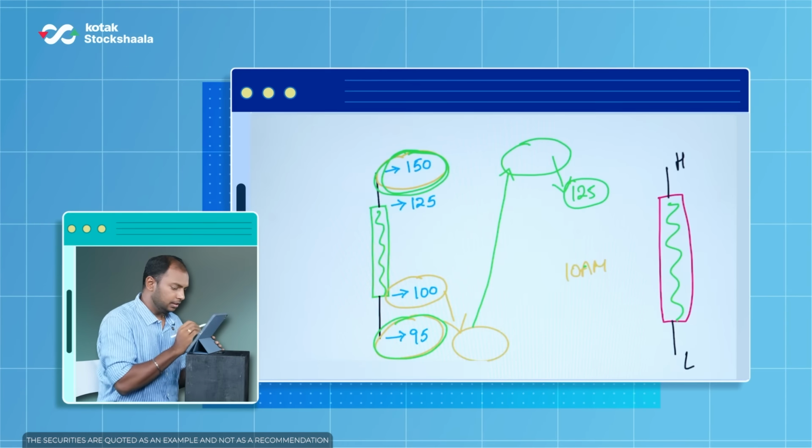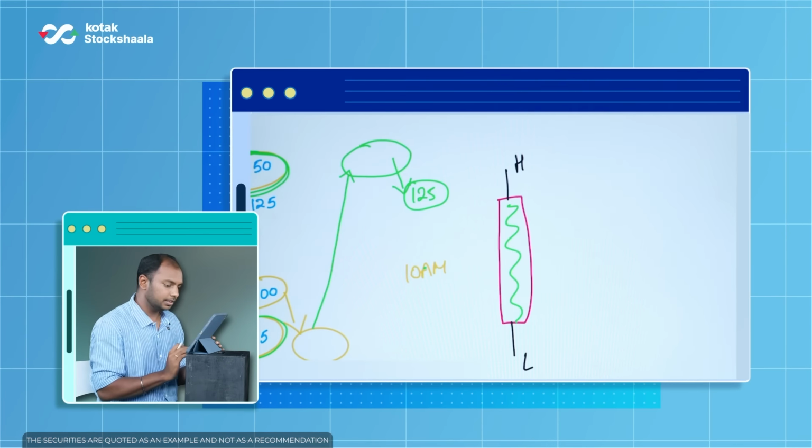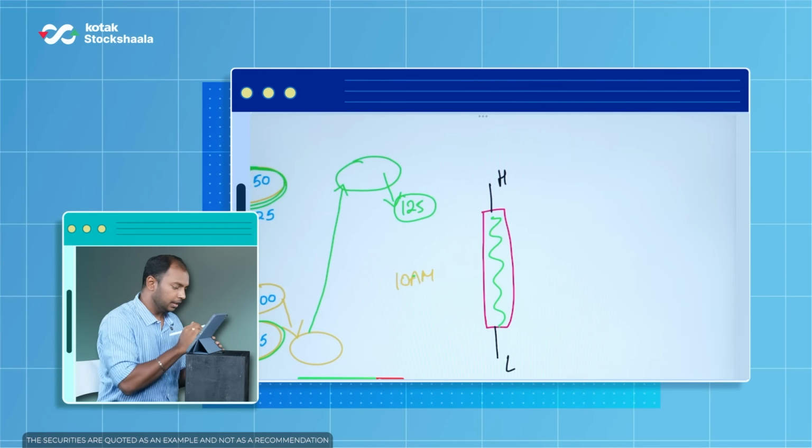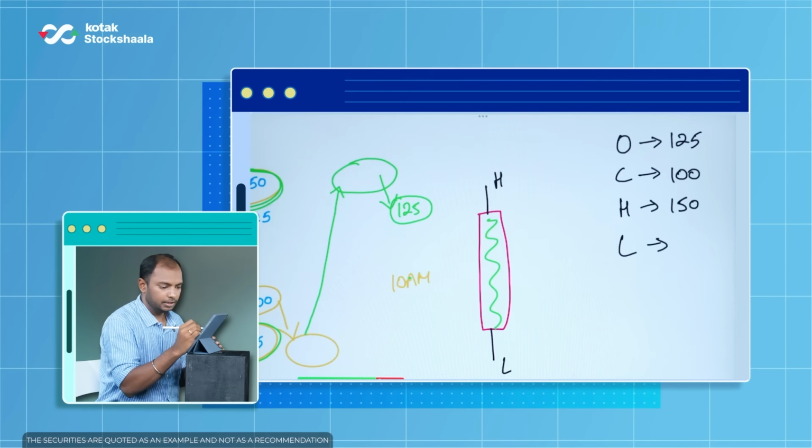In this case, the opening price of a bullish candlestick was at the bottom of the candle, as you can observe, which is 100 rupees. But in a bearish candlestick, let's take certain values so that you can understand this example even more clearly. I will assume the opening price to be 125, the closing price to be 100, the high price to be 150 and the low price to be 95. And now the bearish candlestick is formed here.